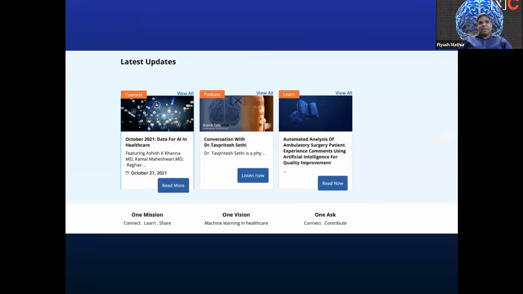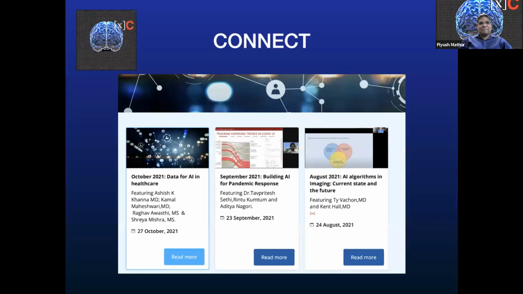You can see that on the web page, the latest updates section is ramped up. It's really nice, neat and clean, and you can just click on some of these links and get to some of these posts directly from here. And of course, if you click on view all, you are able to see all the posts related to each one of these sections, whether it's podcast, connect, or learn.